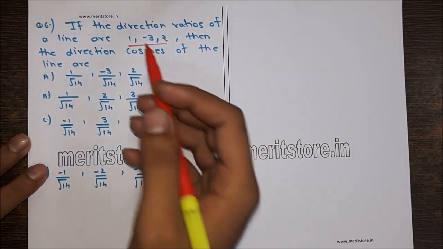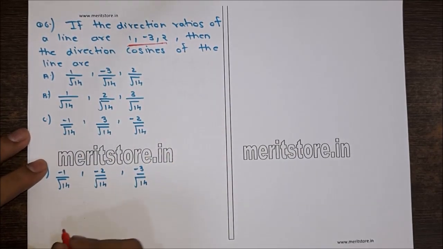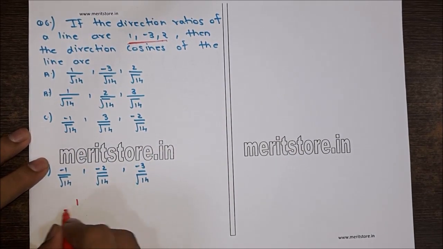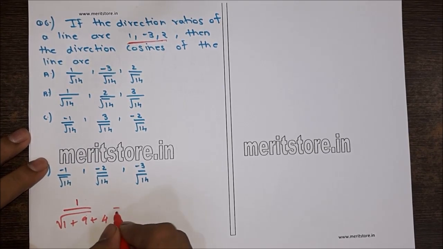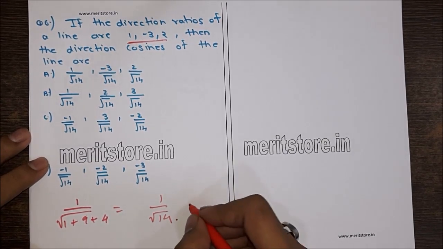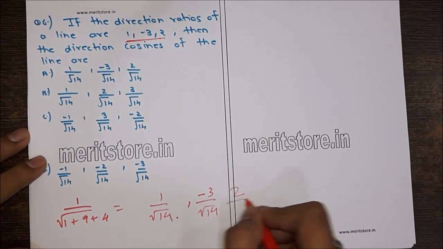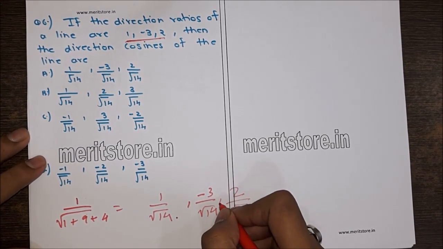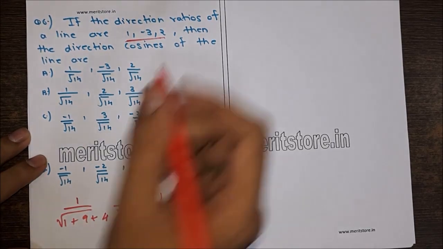So the direction ratios are given to us, so we'll find the direction cosines. They would be as follows. 1 plus 9 plus 4 gives root of 14, so we get 1 by root 14, minus 3 by root 14 and 2 by root 14. So our correct answer is option A.